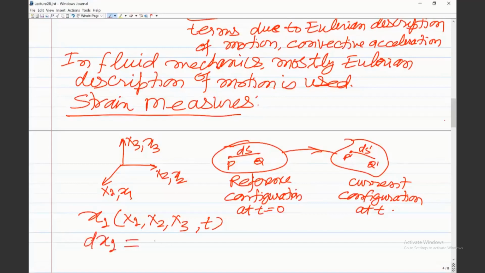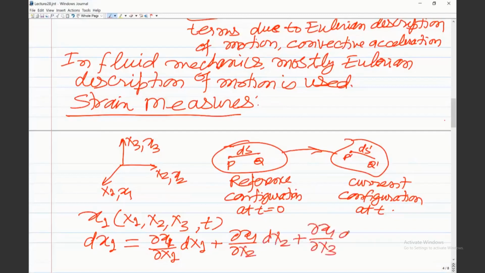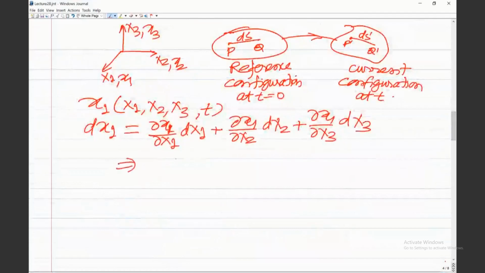So this dx1 would be equal to del x1, which is a function of X1, and we are talking of two points which are separated by dX1, dX2, dX3. So this will be equal to del x1 by del X1 into dX1 plus rate of change of x1 with respect to X2 into dX2 plus change of x1 with respect to X3 into dX3. This is at a particular time instant. So you can write for dx2, dx3 similarly.